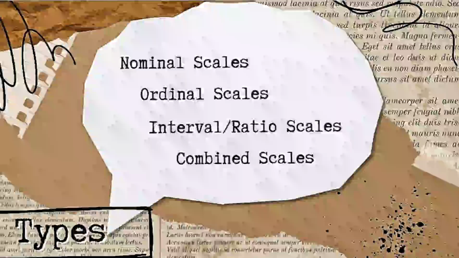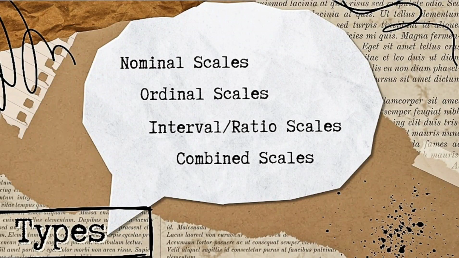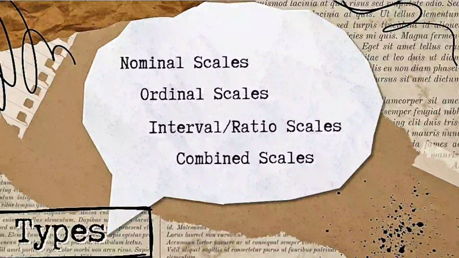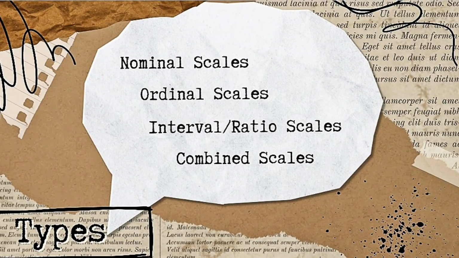Another type is interval or ratio scale. These are like those slider bars you use to adjust volume. The answer choices are like positions on the slider, and the distances between choices are assumed to be equal. A common example is the Likert scale, where you rate your agreement from strongly agree to strongly disagree.